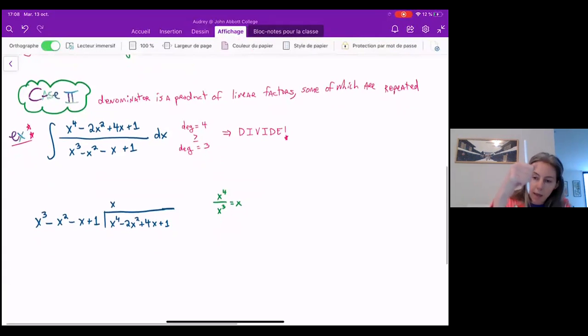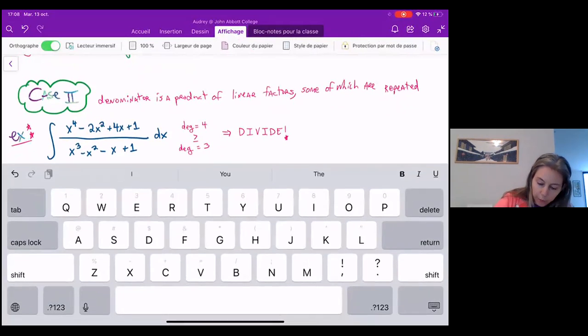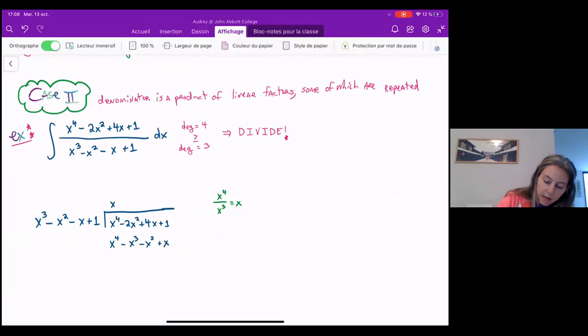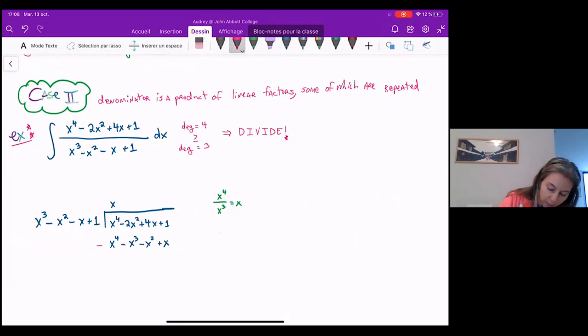Then I multiply that x down by the polynomial we have right there. So I will have x to the 4th minus x cubed minus x squared plus x. And I am then subtracting this polynomial. Just to be clear, that x to the 4th minus x cubed minus x squared plus x came from multiplying x by that original denominator.